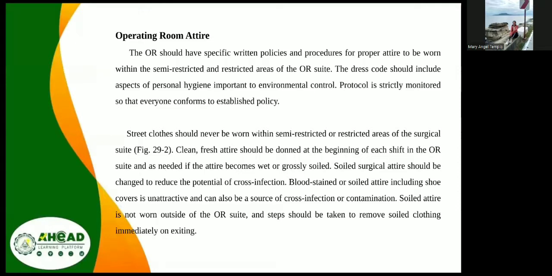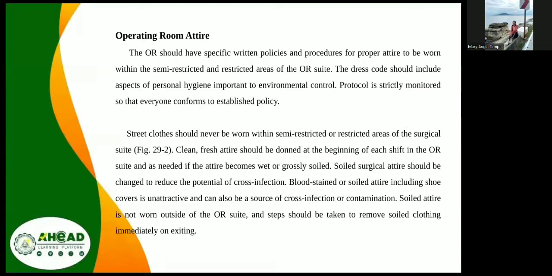Operating room attire. The OR should have specific written policies and procedures for proper attire to be worn within the semi-restricted and restricted areas of the OR suite. The dress code should include aspects of personal hygiene important to environmental control. Protocol is strictly monitored so that everyone conforms to established policy.